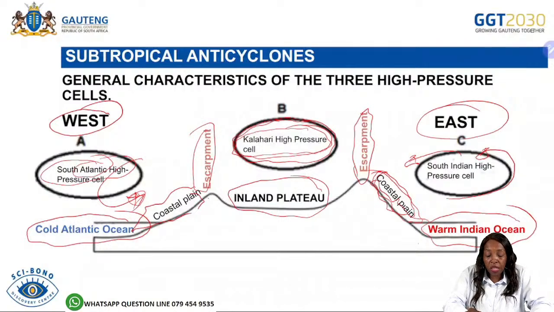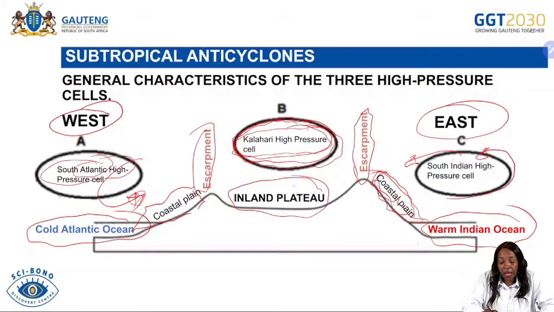So its concentration over winter in the interior of the country would impact on the weather that we can find in the interior of the country during winter. And when it shifts in the northerly direction, it would also have an impact on the weather condition that we can find in summer then.